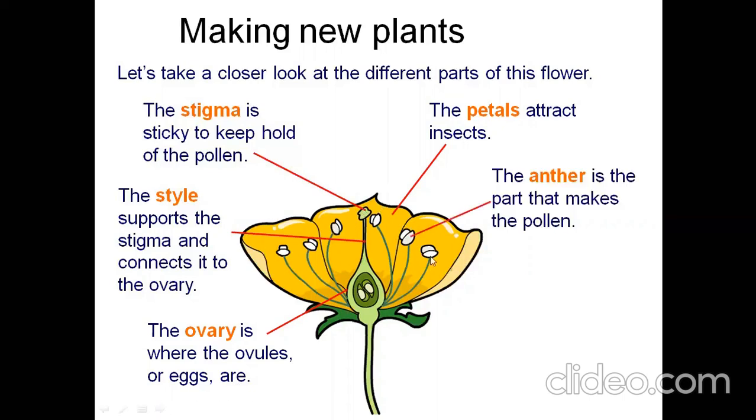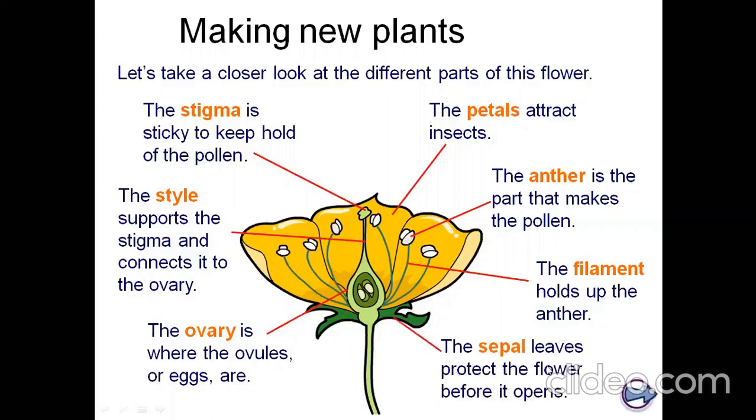The anther is the part that makes pollen grain, right? The filament holds up the anther. What's the function of the filament? It holds up the anther. It supports the anther.